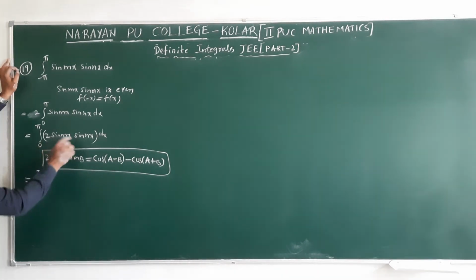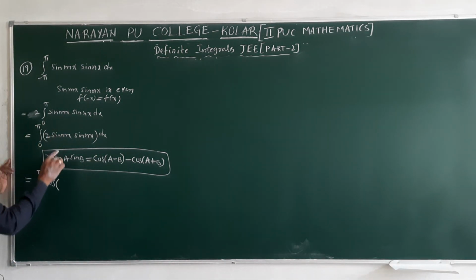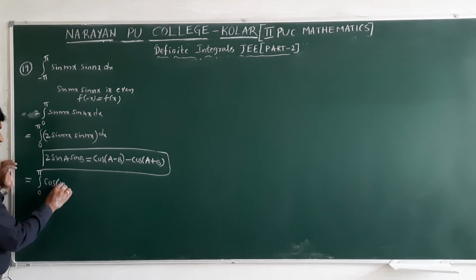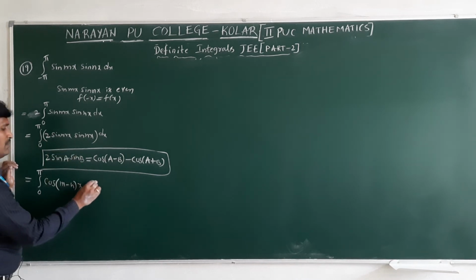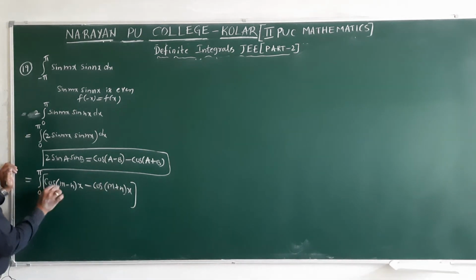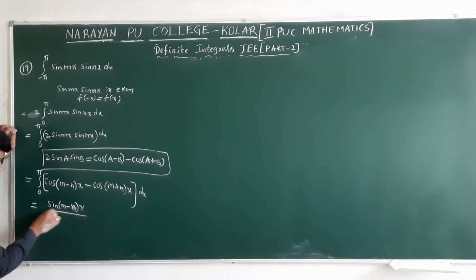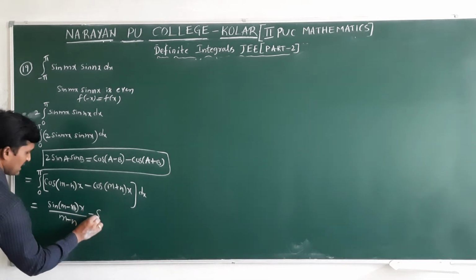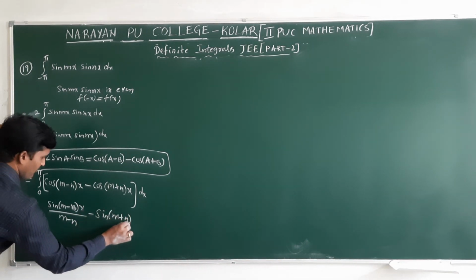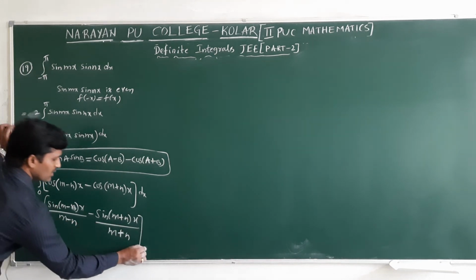Integral from 0 to pi. Because we can't integrate this directly, we are splitting into 2 parts, then we can integrate easily. Cos of a minus b, mx minus nx, that is (m minus n) into x, minus cos of a plus b, (m plus n) into x, into dx. Now integrate this: integral of cos gives sin (m minus n) into x by the inner function's derivative, minus sin (m plus n) of x by (m plus n). Limits are from 0 to pi.